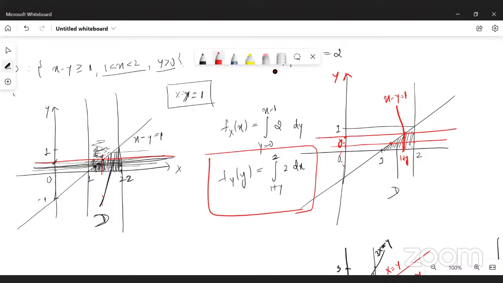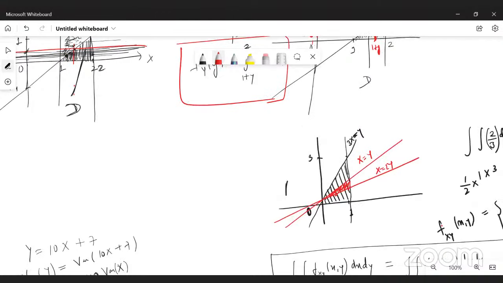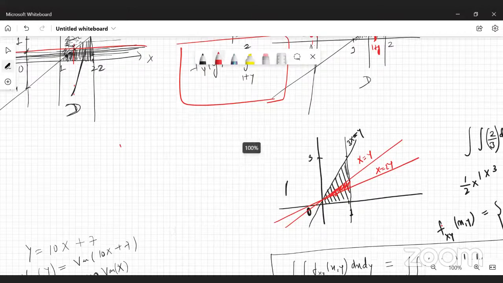Is it always that the lower limit for x is derived from the equation, and the upper limit for the y is also derived from the... No. So to check, you always do this, whatever I have done right now. So like if you take some different graph, let's take this graph. So in this case, let's find fy.